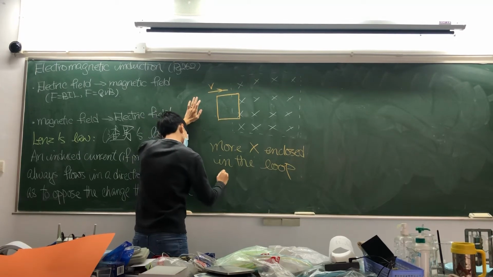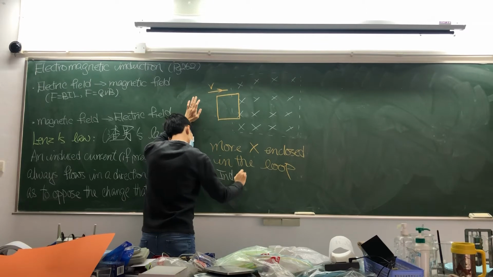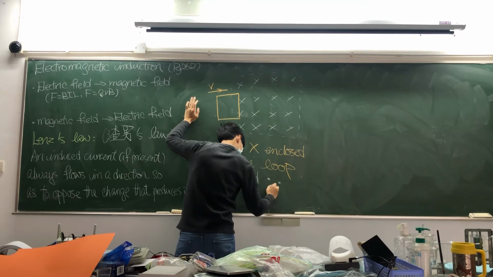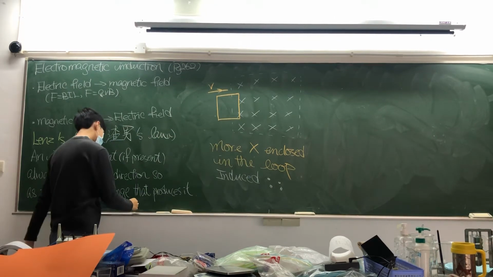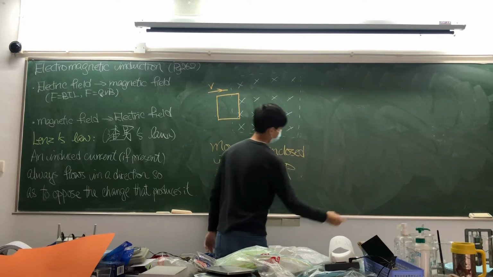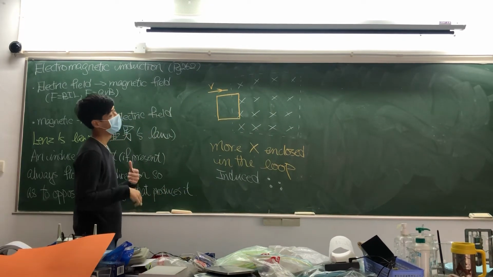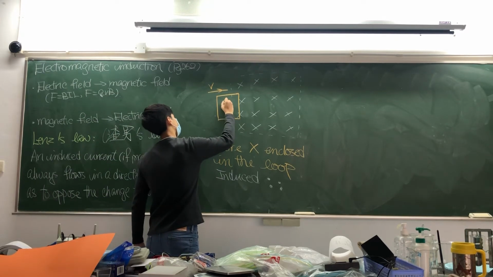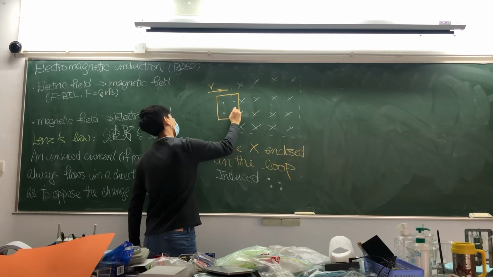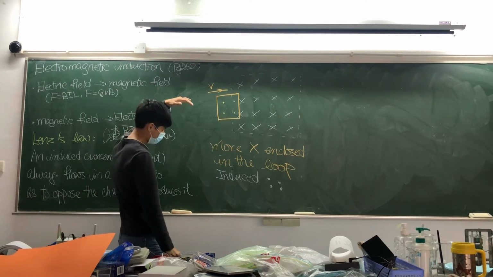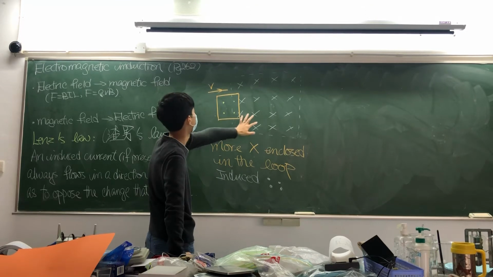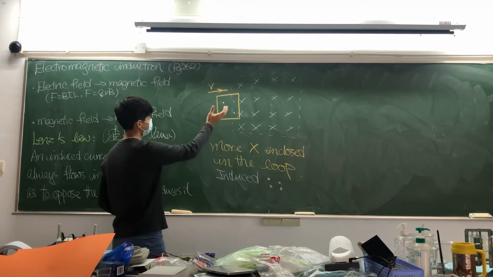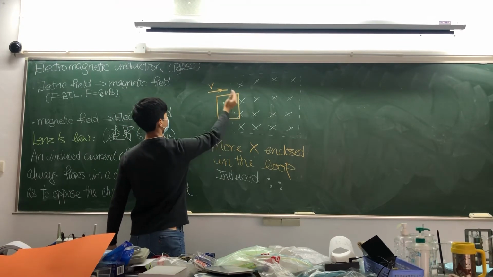So the loop will induce some magnetic field lines pointing outward. I use the green color to represent the induced magnetic field and the induced current. So the loop creates some magnetic field pointing outward in order to decrease the effect of the inward magnetic field. Use the right-hand grip rule to find the direction of the induced current.